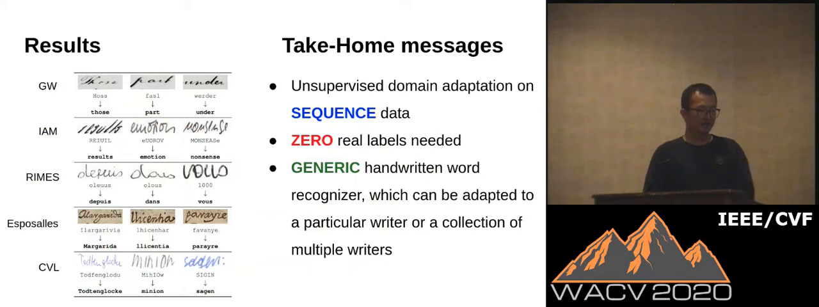So we have tried our model on five different data sets, from historical to modern, including English, French, and Catalan. And there are two rows of transcriptions for each. The first row shows a prediction of the models trained with only synthetic data, and the second row shows a prediction after unsupervised adaptation.